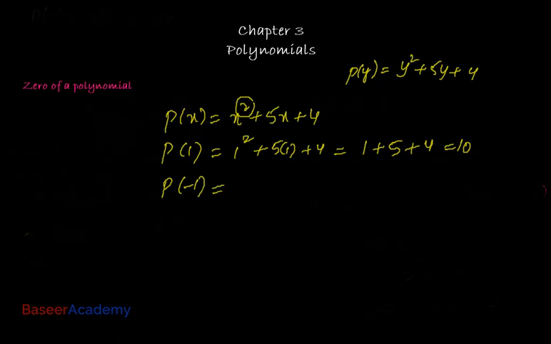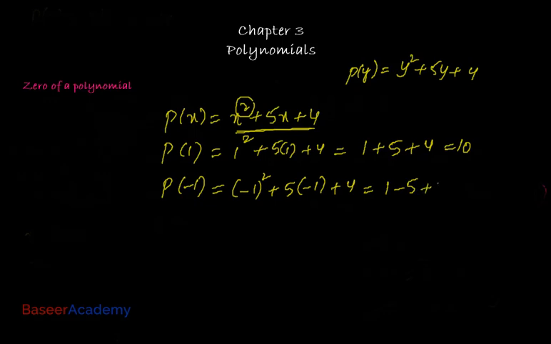In place of x, I am substituting the value as minus 1. In this polynomial, in place of x, I am substituting minus 1. What is minus 1 square? Minus 1 into minus 1 is plus 1. Plus into minus is minus.